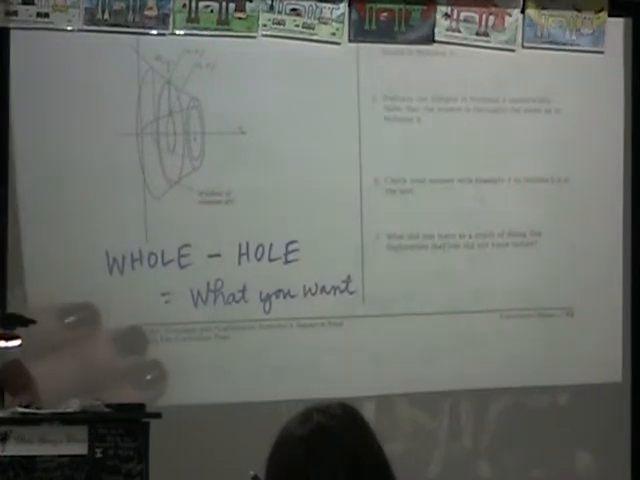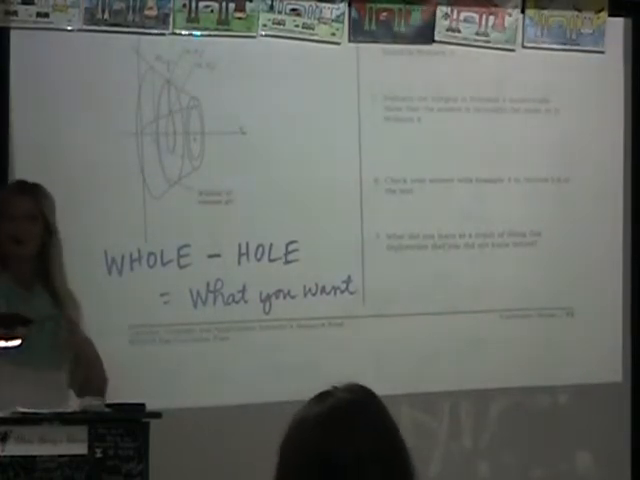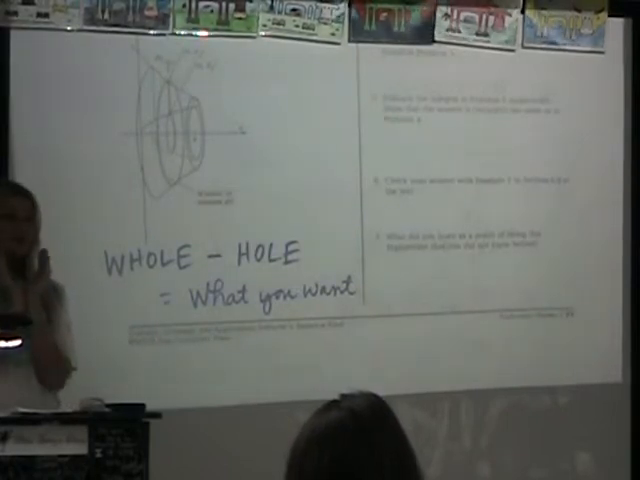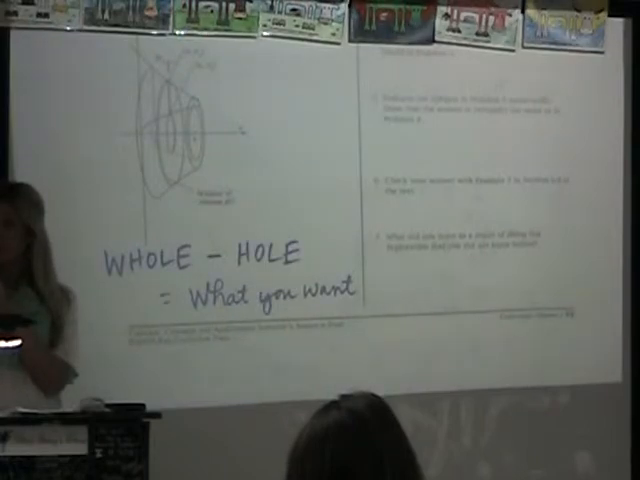So you're going to think about the radius as if it didn't have a hole in it. What would it look like without the hole? You're going to come up with an expression for that, and then you're going to subtract off the expression which represents the H-O-L-E hole.